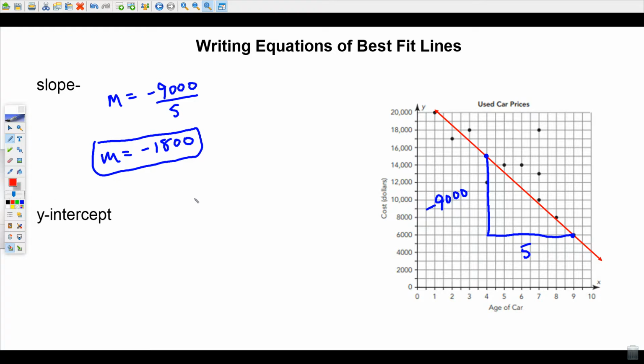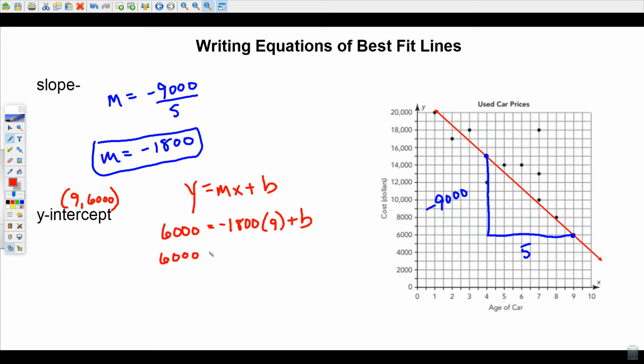Now let's calculate the y-intercept. I'm going to use the point (9, 6,000) just because those are some smaller numbers for us. So y is going to be replaced with 6,000. My slope was negative 1,800. My x-coordinate is 9, plus b. And now I need to multiply negative 1,800 times 9. That gives me negative 16,200.